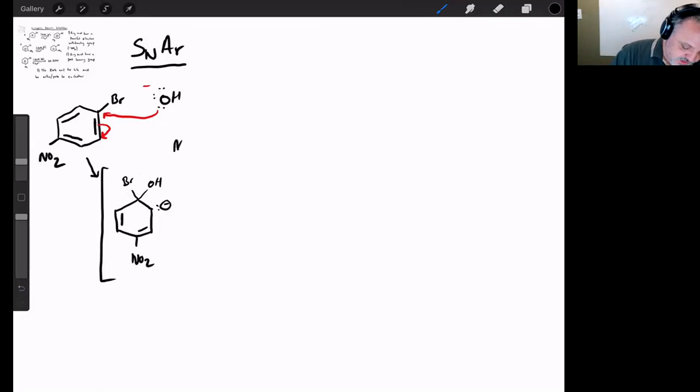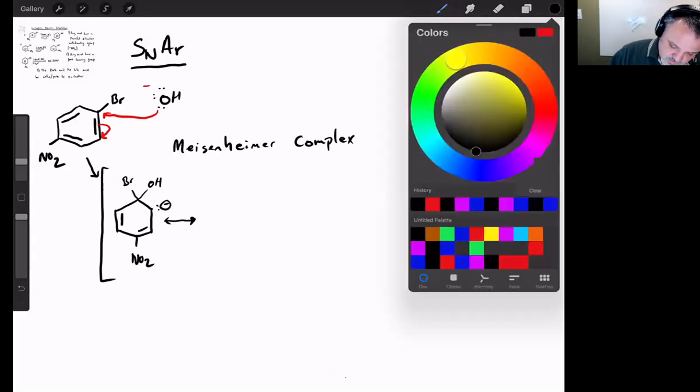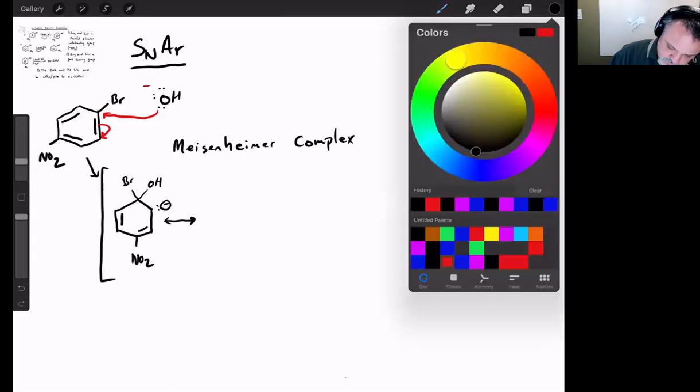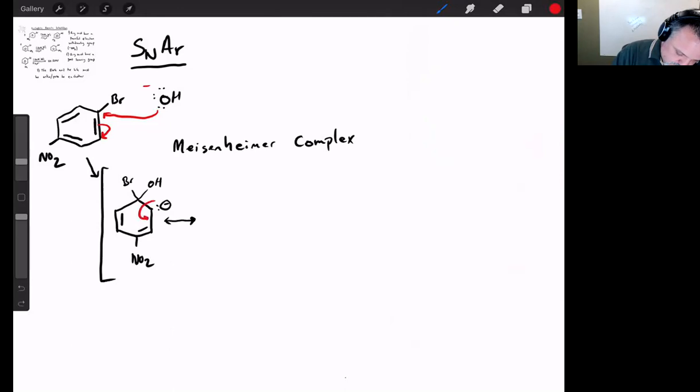This one is called a Meisenheimer complex. But it is a series of resonance stabilized intermediate ions. In this case, it's an anion.